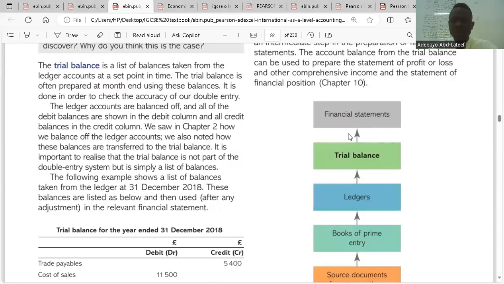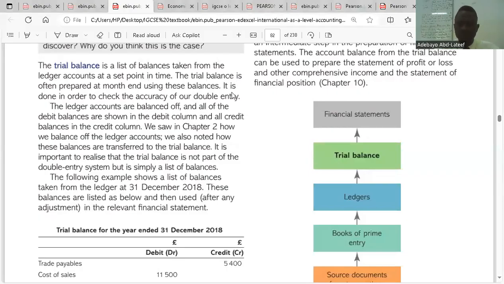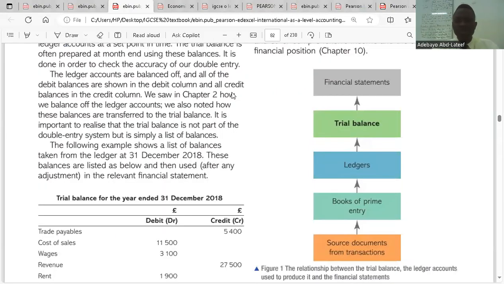So the steps towards preparing the trial balance start from the source document, from the transaction. When we talk about the transaction, business is about exchange of goods and services for money. As soon as the transaction is done, there's going to be what we call a source document, which is a business document representing the kind of transaction that has existed between the supplier and the buyer.